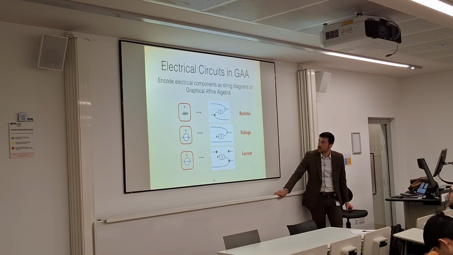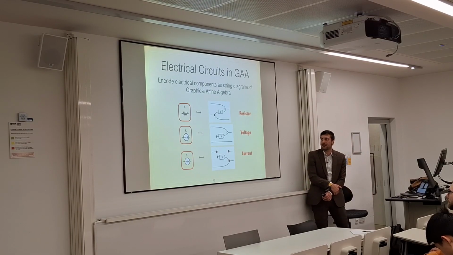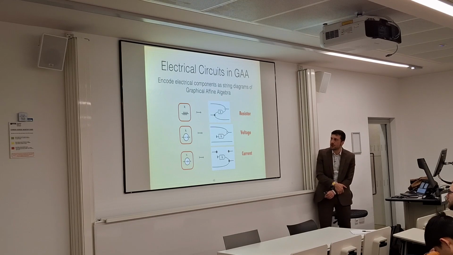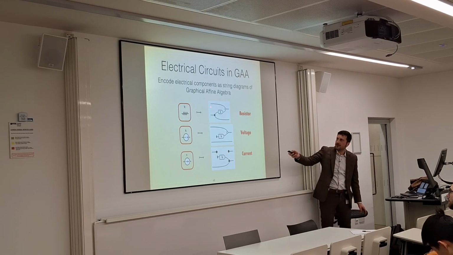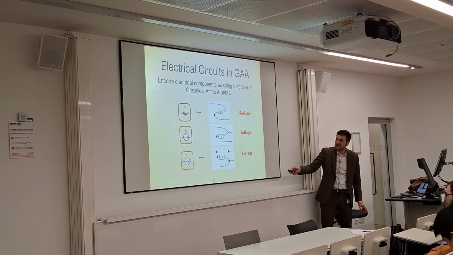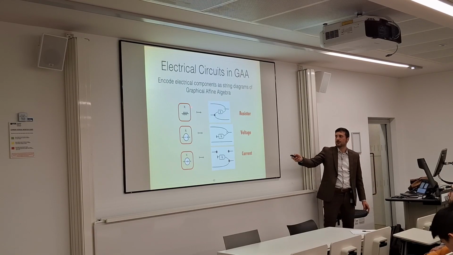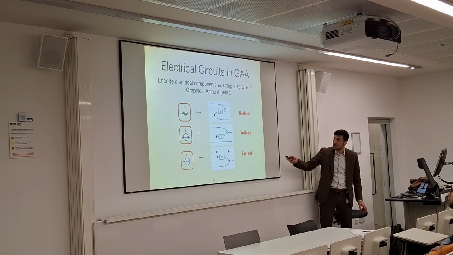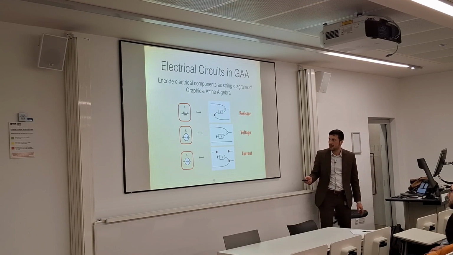Another example I want to show you, electrical circuits. If you look at graphical affine algebra, you can interpret the components of an electrical circuit as string diagrams in graphical affine algebra. So voltage, resistor, and current. And these will have the same semantics as the original components. So if you know Kirchhoff's law, which assigns to each of these components a semantics in terms of current and voltage, this is the semantics that these string diagrams have in their traditional interpretation.